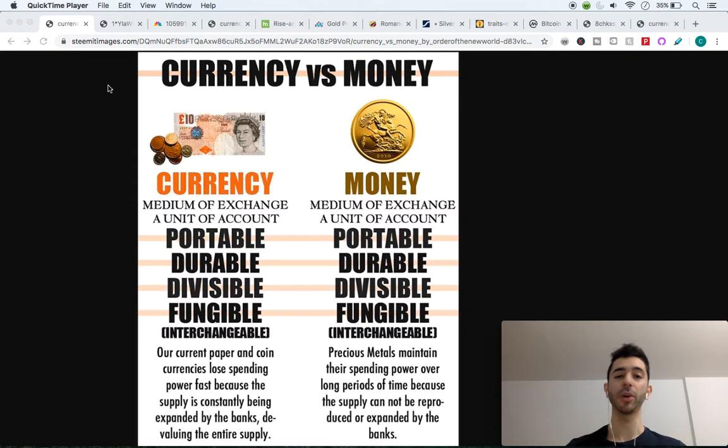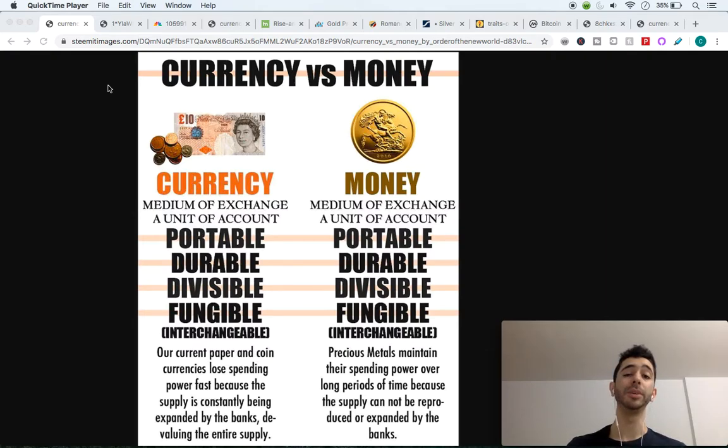In today's video, we're going to talk about the difference between currency and money because they're not the same thing. Well, what is currency? Currency can be anything that fulfills these certain traits. It needs to be a medium of exchange, a unit of account, meaning that you can buy things with it. It needs to be portable. You can actually hold it, carry it around, transfer it.